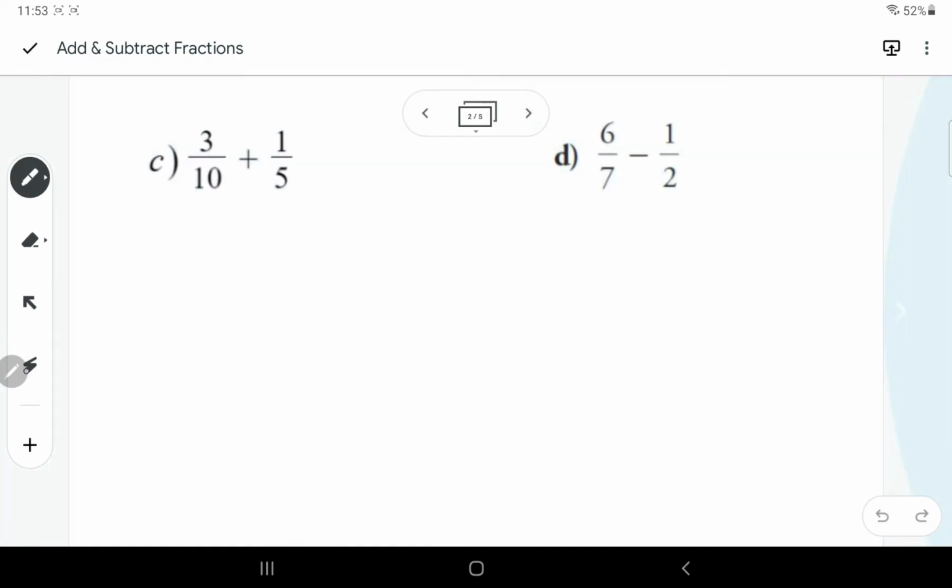You may want to try the next two if you think you're getting the hang of it. You can try these ones, pause the video, give these a try, and then unpause it to check your work and see if you've got them.